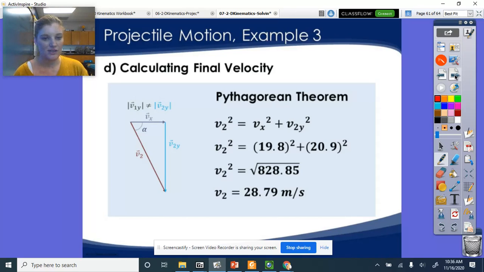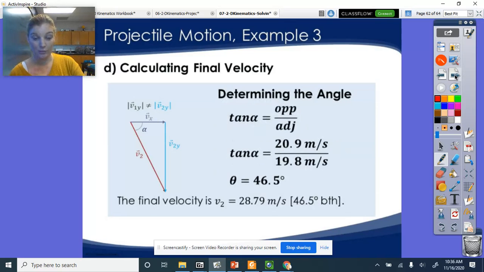So to get that vector, we're just going to use Pythagorean theorem, a squared plus b squared equals c squared. And the magnitude is 28.79 meters per second. Then I'm going to use my tangent of alpha. You can still use theta if you'd like, that's fine. Just know that the theta isn't the same as our starting theta. Then we're going to do our opposite over our adjacent and get that it is 46.5 degrees. So very close to where we started, but not quite the exact same. Below the horizontal or below the horizon.